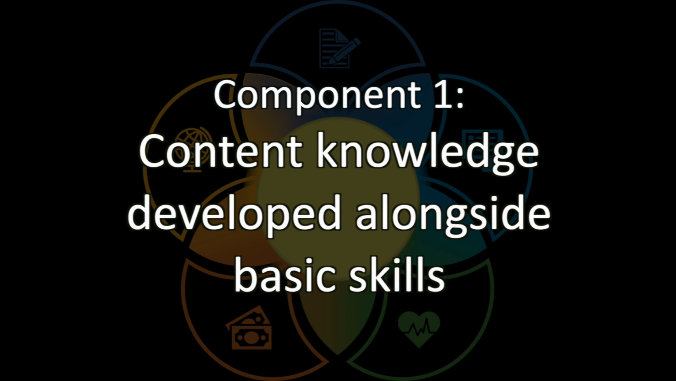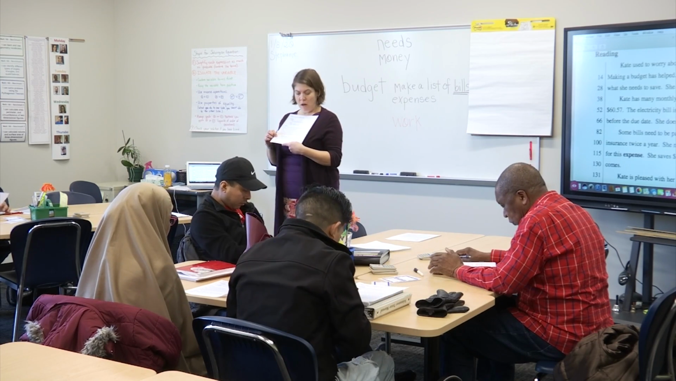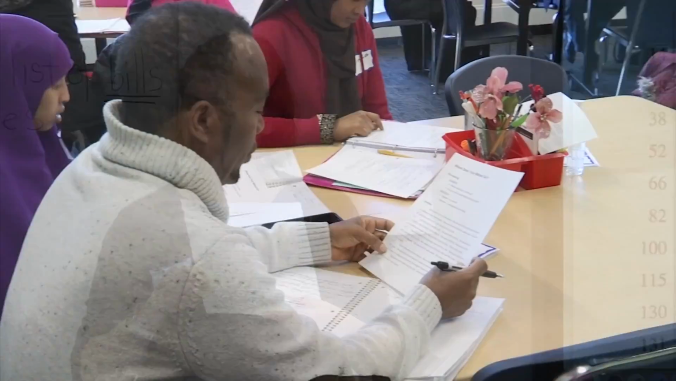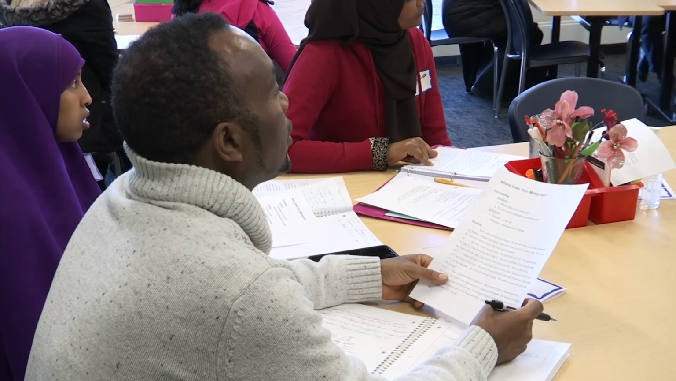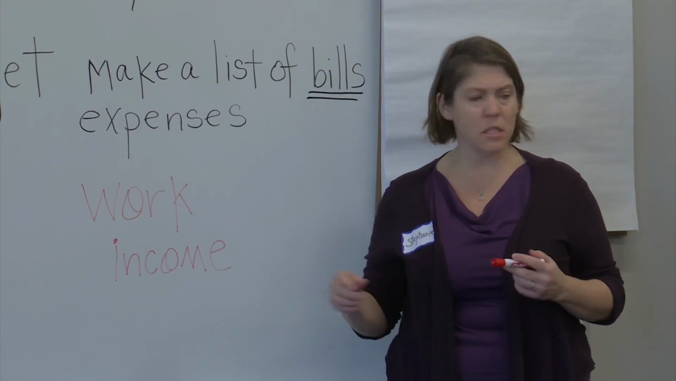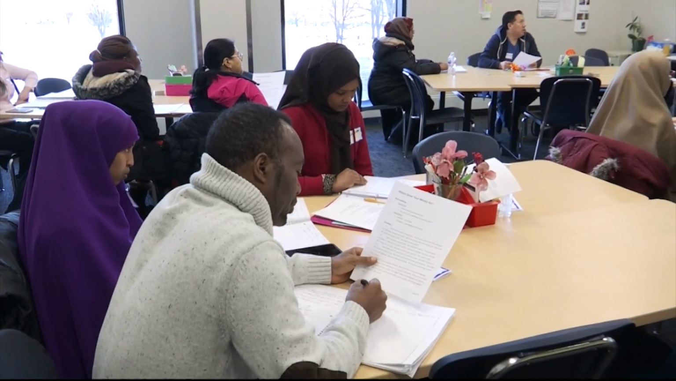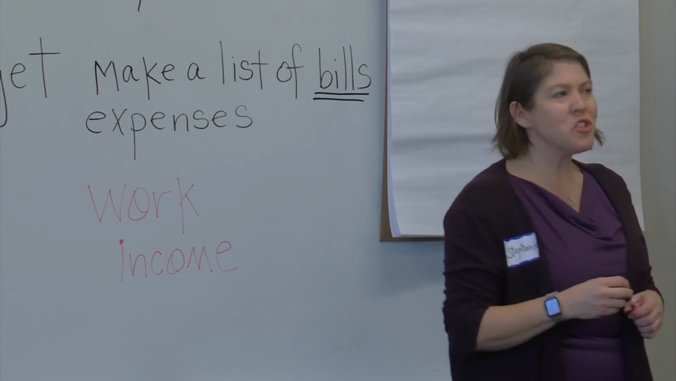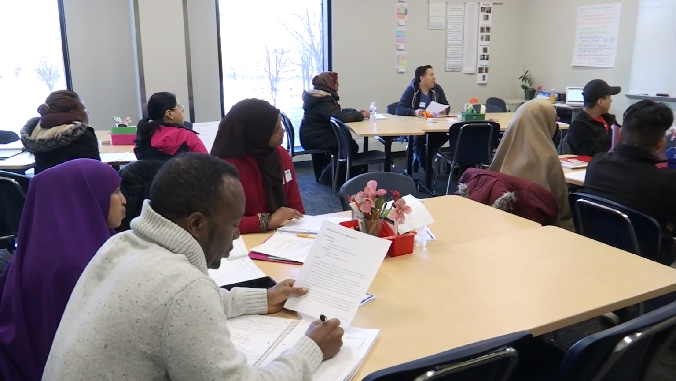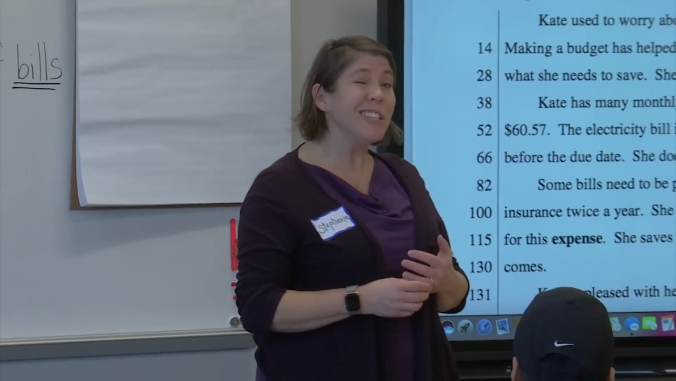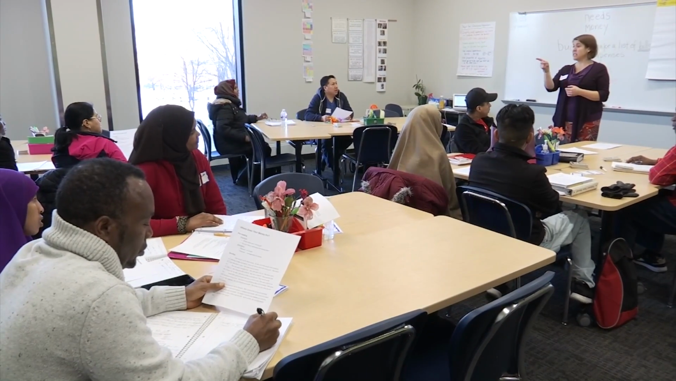Component 1. Content knowledge developed alongside basic skills. Look, can you look here in line 160? And do you see a word that's in darker letters? Income. Does anyone know what that word means? Income for a year you work. So your income is the amount of money that you earn from work. Okay. And so when we talk about a budget, what should be bigger? What should be bigger, our expenses or our income? Income. Okay. What happens if our income is less than our expenses? We can't save.